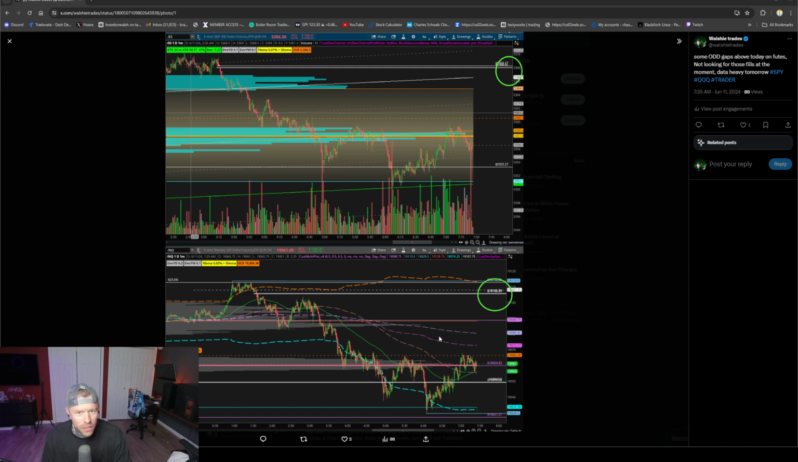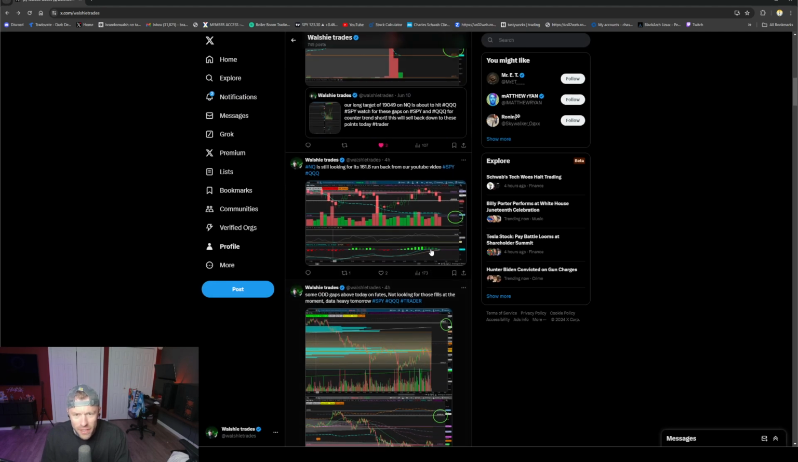So I posted here and I said, there's some odd looking gaps, right? They're odd. I wasn't looking for an instant fill right away. We needed some kind of catalyst, some kind of back tested support. And it was Fibonacci based off the algorithms. And I will get into that right after this. So I was looking for these to fill at the moment, and we have data heavy tomorrow. So wasn't really looking for this. And then just reminding everybody got data tomorrow.